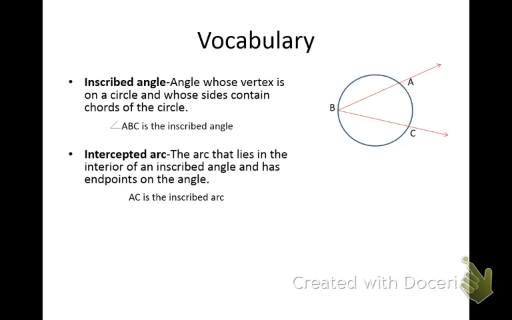Intercepted arc. The intercepted arc is the arc that lies in the interior of the inscribed angle and has endpoints on the angle. In this picture, the intercepted arc is arc AC. It's always going to be the minor arc. You wouldn't go the long way around. It's always the minor arc that's intercepted by the inscribed angle that's going to be your intercepted arc.